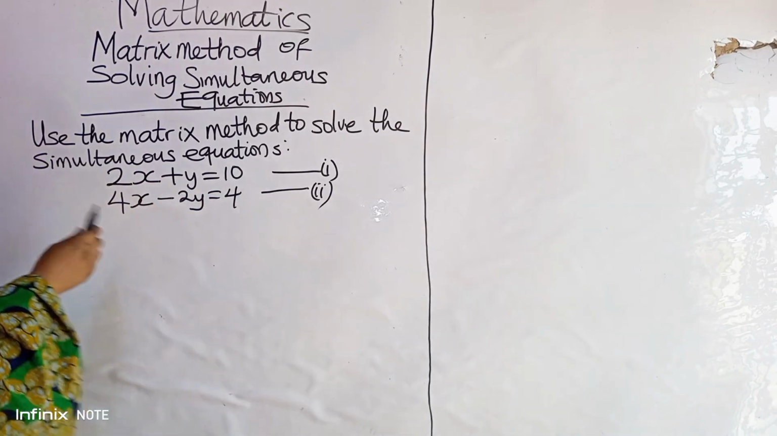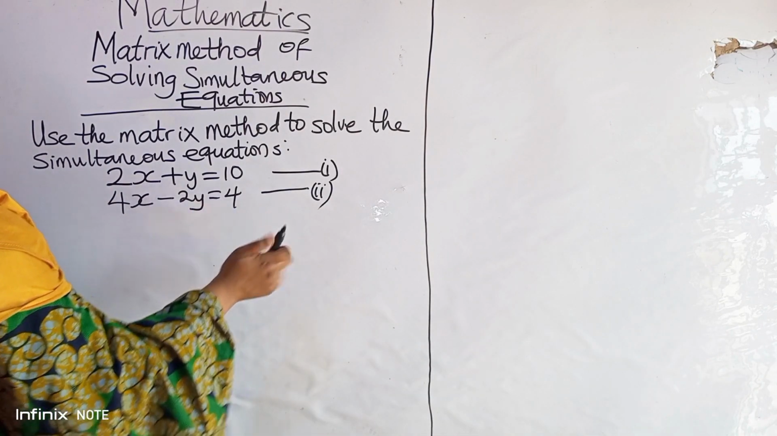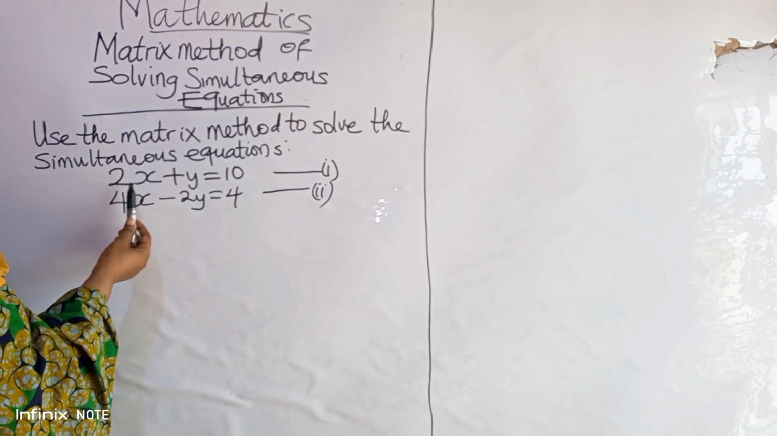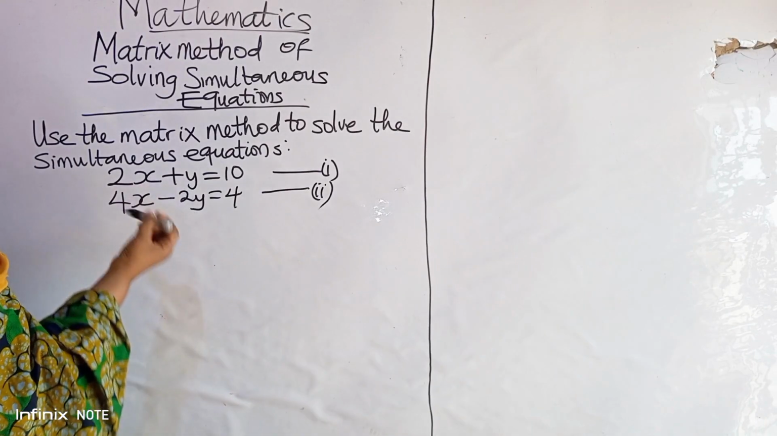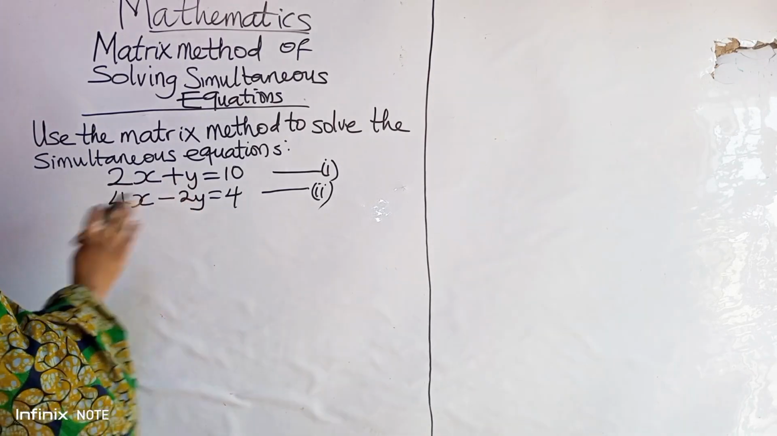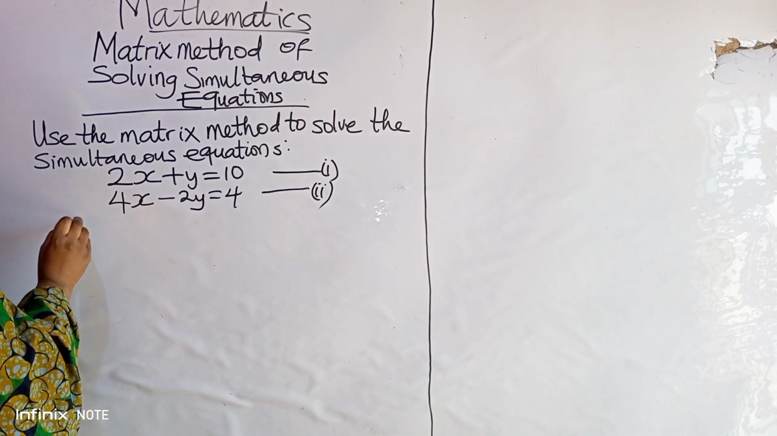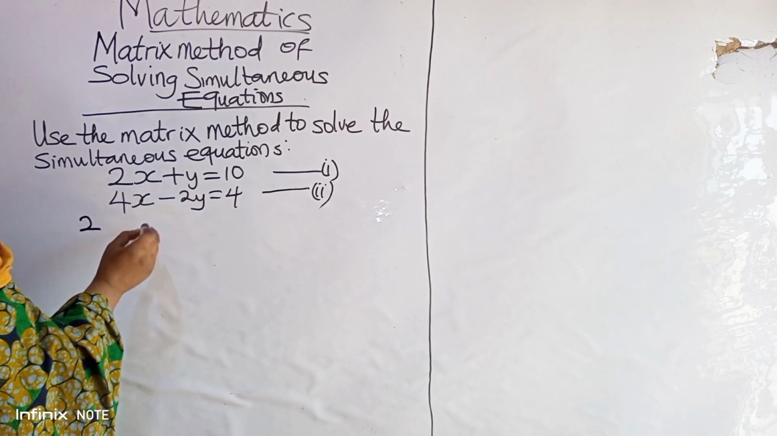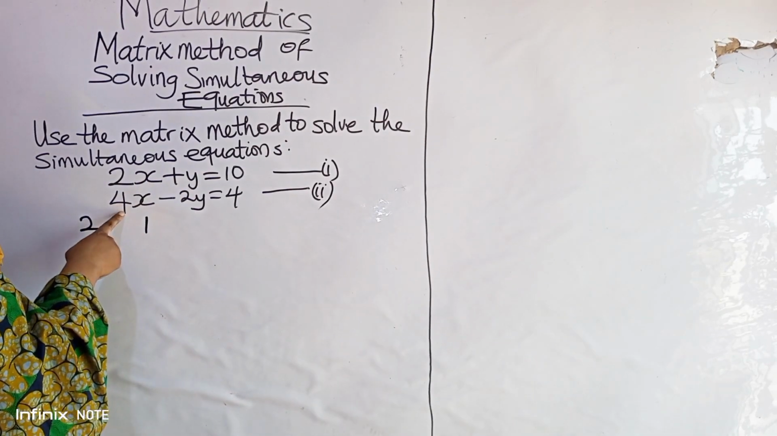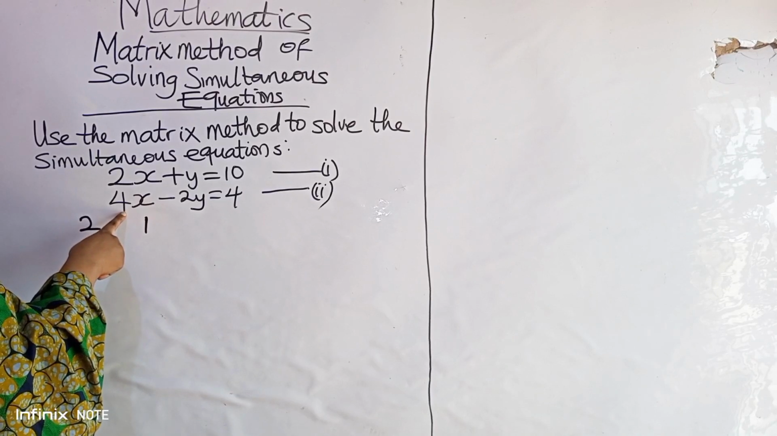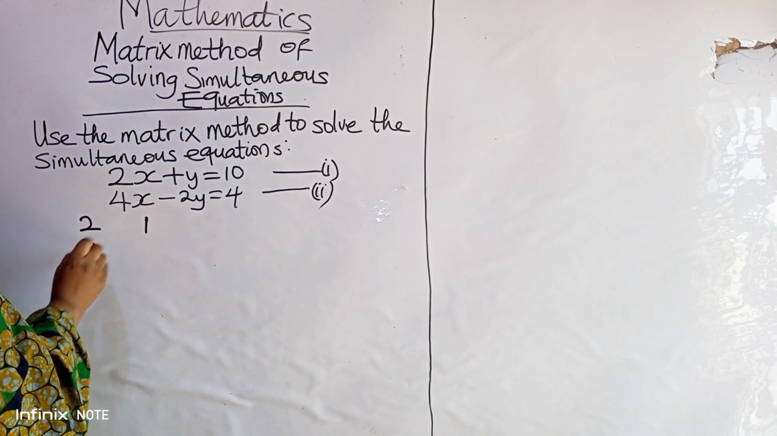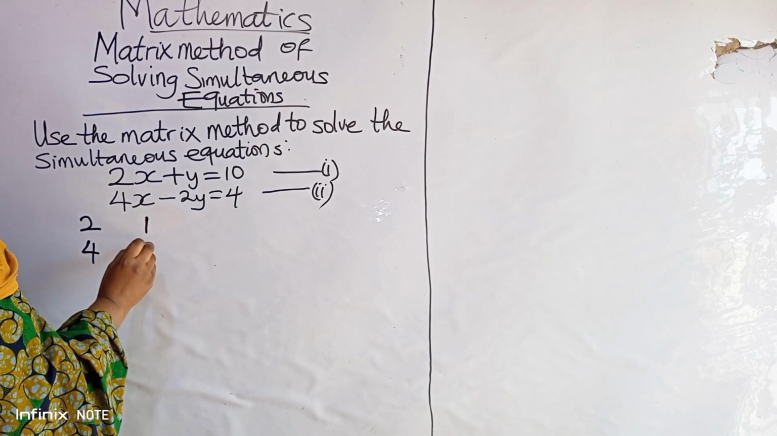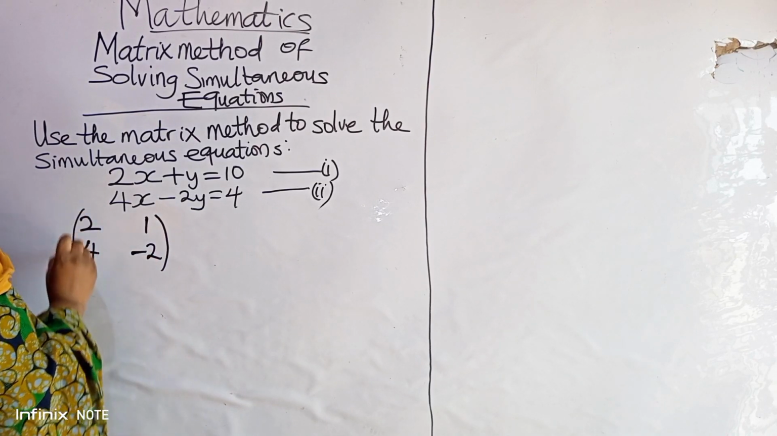So here we need to write these equations in matrix form. That means you'll be writing the coefficients of x and y in a rectangular pattern. So we have 2, the coefficient of x there is 2, the coefficient of y is plus 1. The coefficient of x in the second equation is plus 4, and the coefficient of y in the second equation is minus 2.